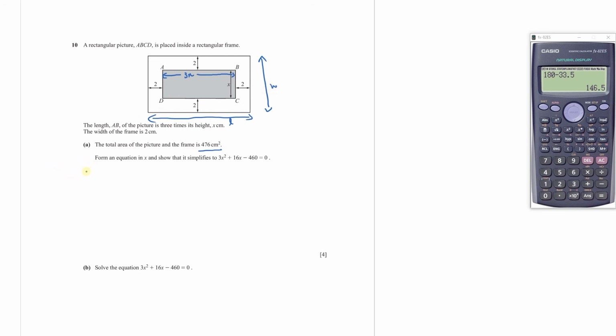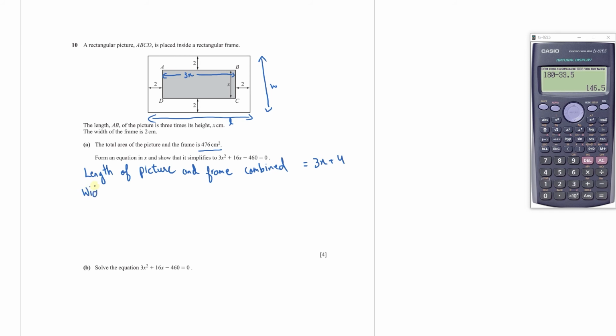So let's first find the length of the picture and frame combined. So what is this length? This is 3x plus 2 plus 2. So this will be 3x plus 4. So this length L is 3x plus 4.